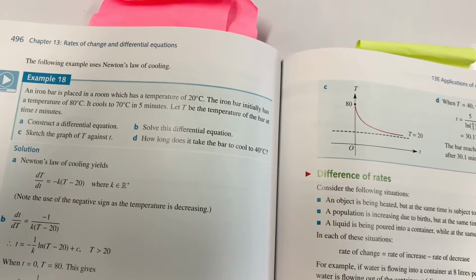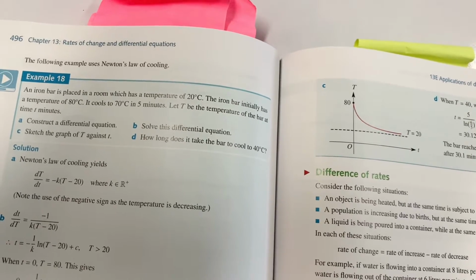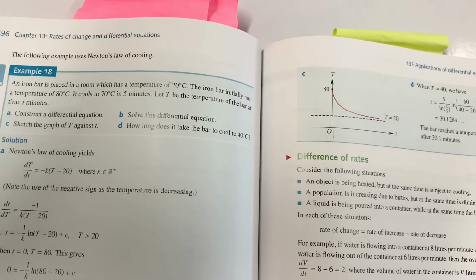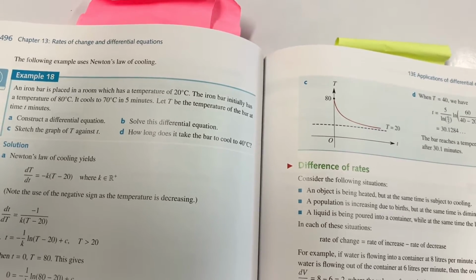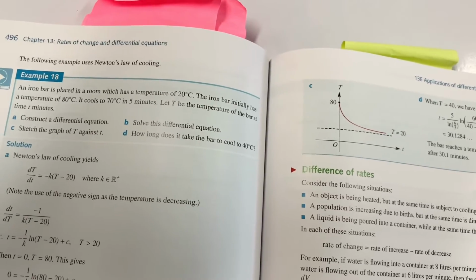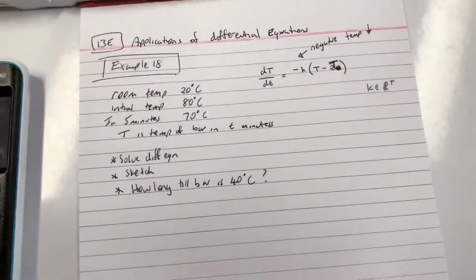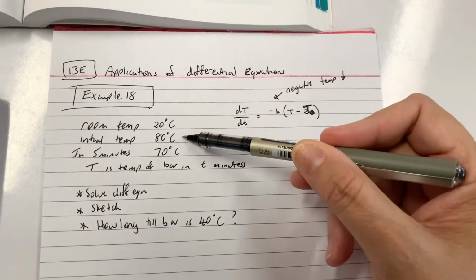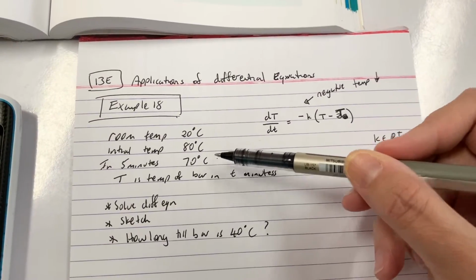Construct a differential equation, solve this differential equation, and then sketch, and then find out how long till it cools to 40 degrees. So the important information we get out of here: room temp's 20, initial temp's 80, in 5 minutes it's 70.